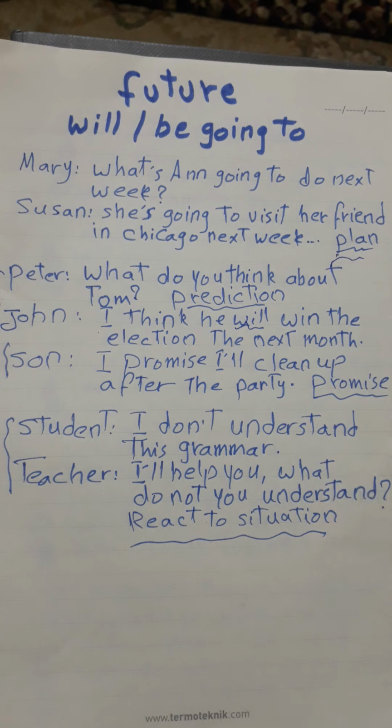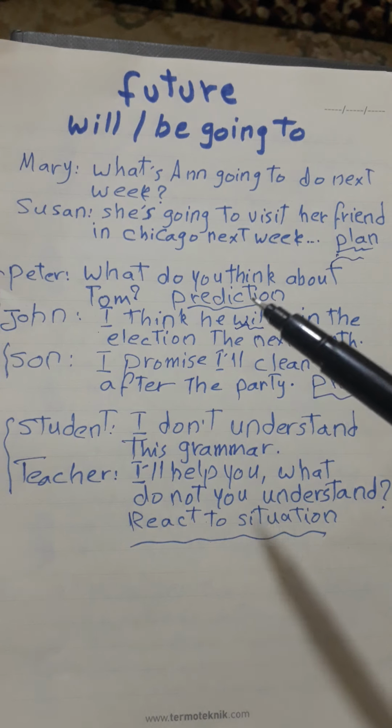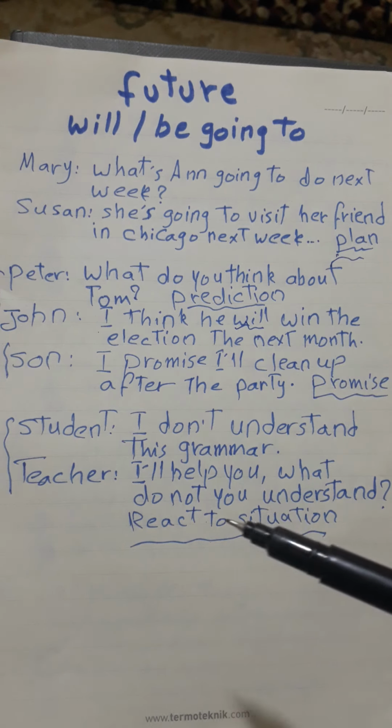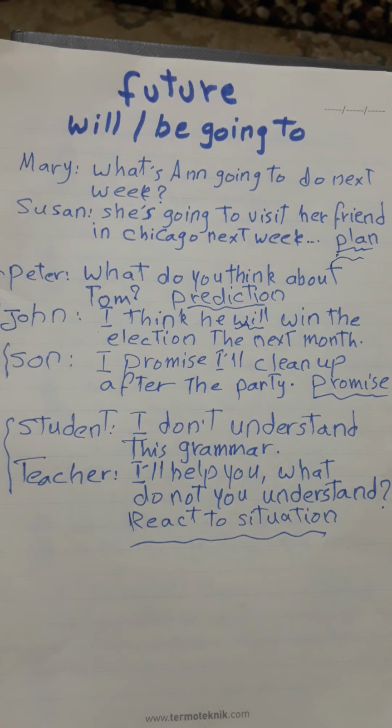So we use be going to express the future when we have a certain plan in our mind, when the actions have already been arranged in our mind. But in a case of promise, in a case of prediction, in a case of reaction to a situation, you cannot use be going to, but you should use will.